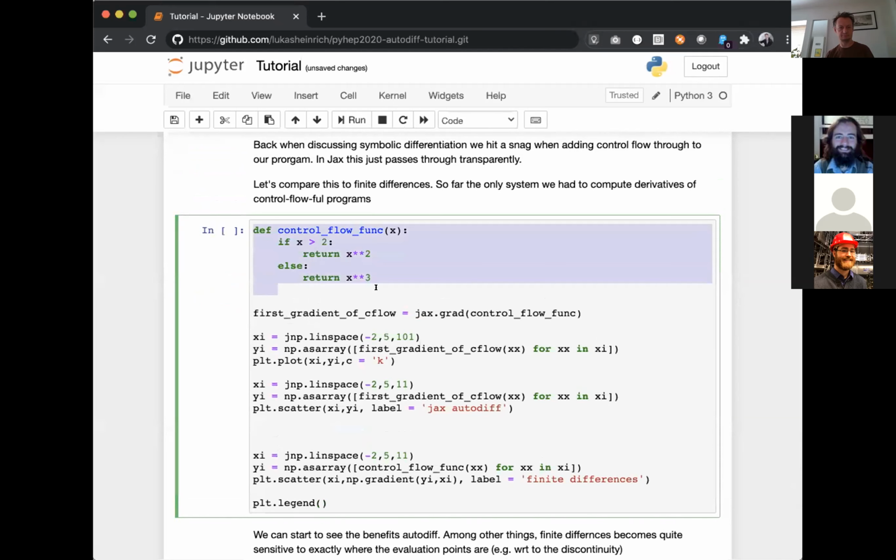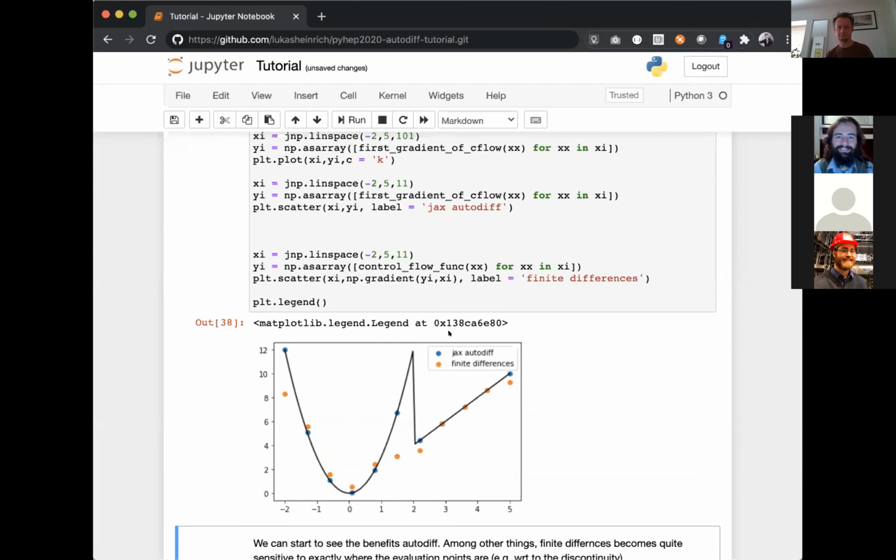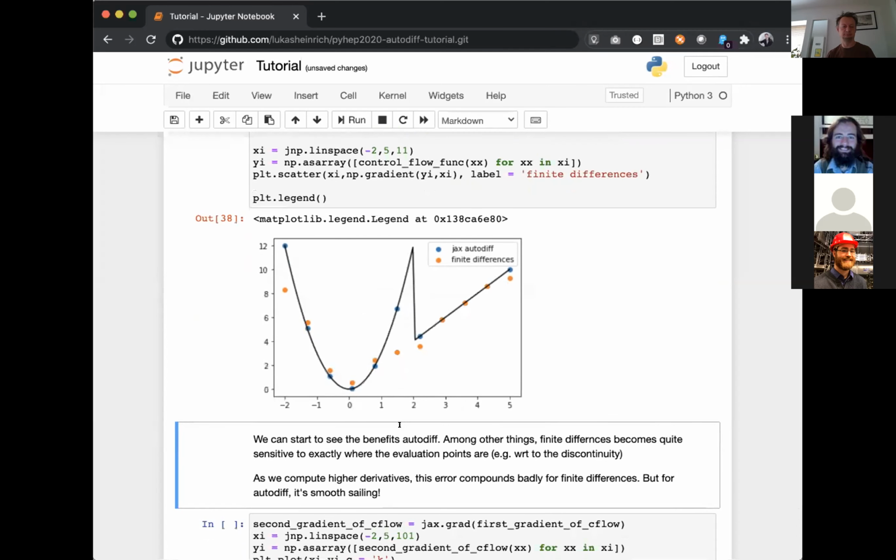This is the same example that we had before, which is x cubed and x squared. Here it's again a comparison of autodiff and the finite difference one. And here you can see what you gain. The black one is the true derivative, and the autodiff one is exactly on point. The finite difference really starts to become bad, especially because it depends on exactly where you are in your derivative with respect to this discontinuity, and becomes very sensitive.